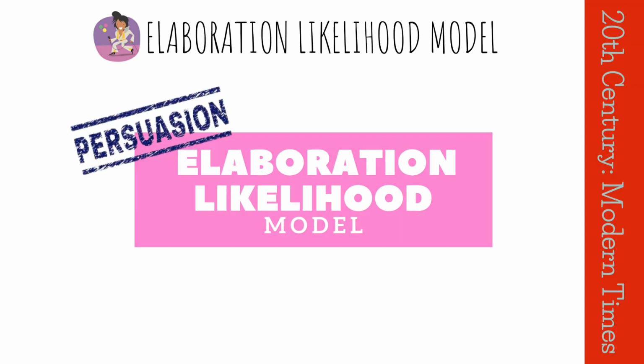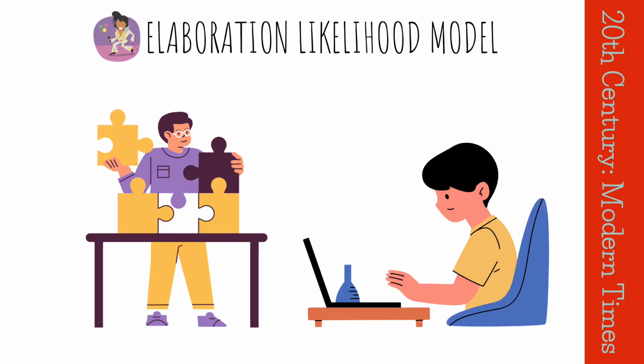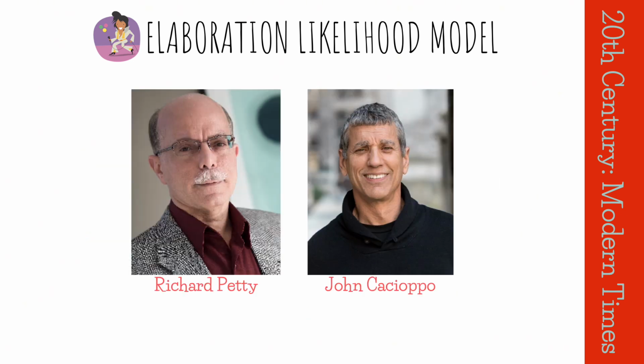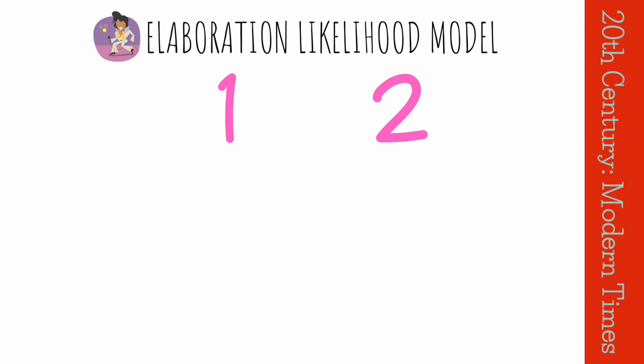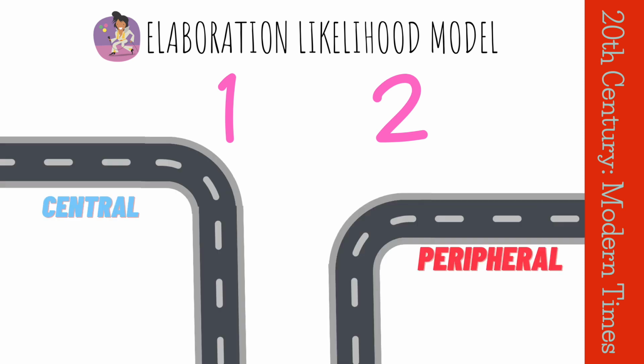The ELM is a theory of persuasion that explains how people process information and form attitudes. It was developed by Richard Petty and John Cacioppo in 1979. The ELM proposes two routes to persuasion, the central route and the peripheral route.